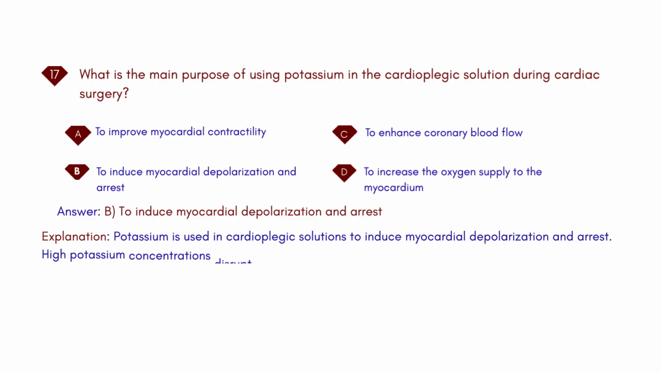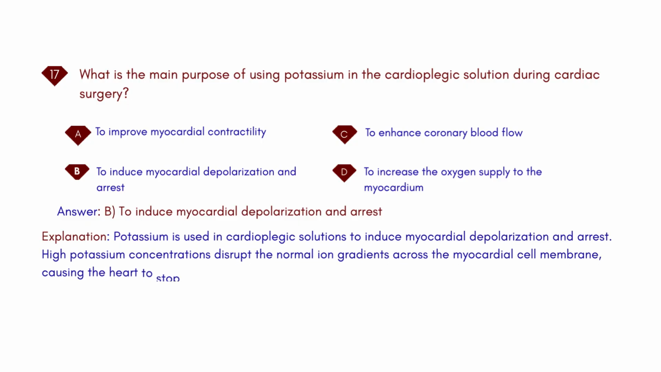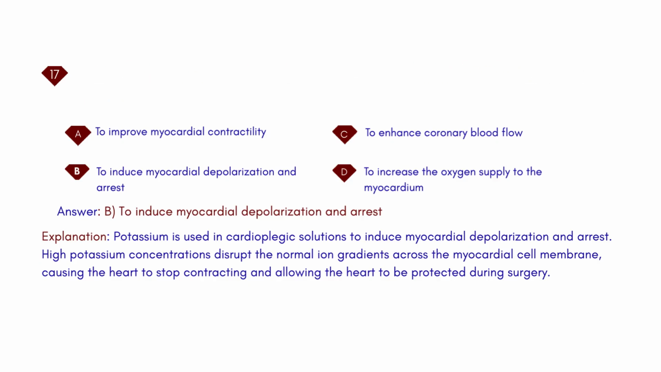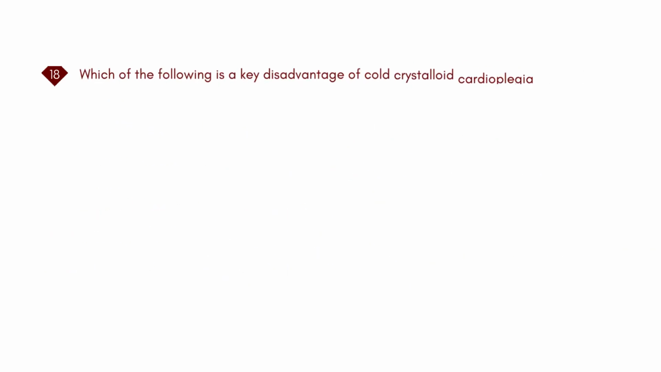Potassium is used in cardioplegic solutions to induce myocardial depolarization and arrest. High potassium concentrations disrupt the normal ion gradients across the myocardial cell membrane, causing the heart to stop contracting and allowing the heart to be protected during surgery. Which of the following is a key disadvantage of cold crystalloid cardioplegia compared to blood-based cardioplegia?